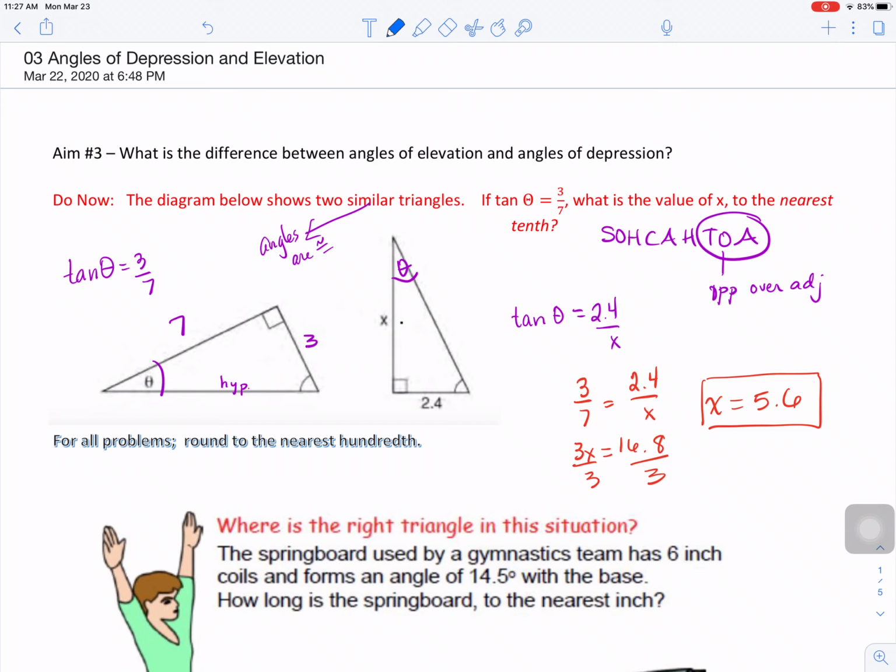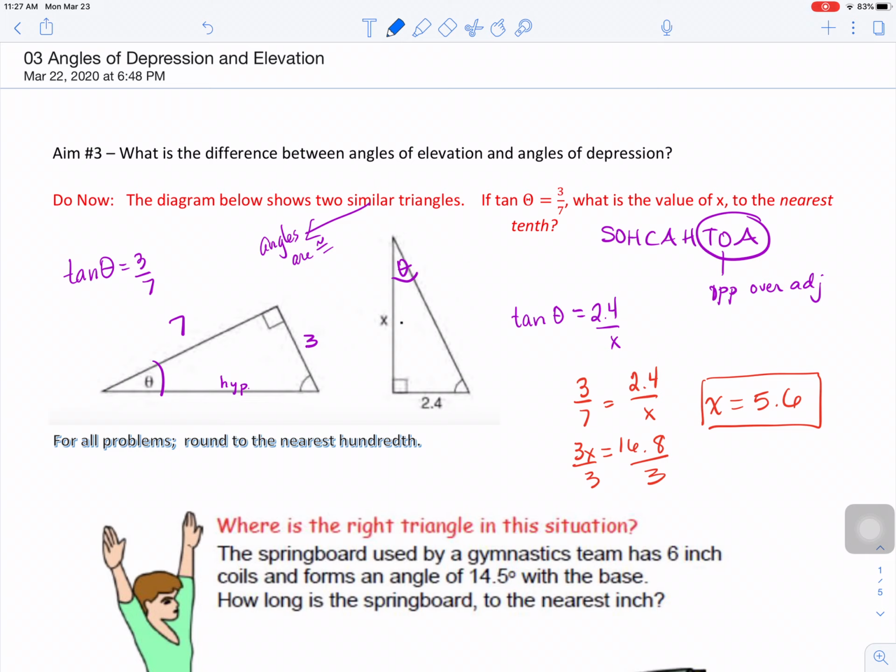So the diagram shows two similar triangles. Because the triangles are similar, we know their angles are congruent. So the angle that's marked with that Greek letter theta is also in the triangle on the right, as I indicated. And then if they're telling you the tangent of theta is 3/7, I put the 3 and the 7 in for tangent, opposite, and adjacent sides. The ratio must be the same for every angle that measures the same as theta.